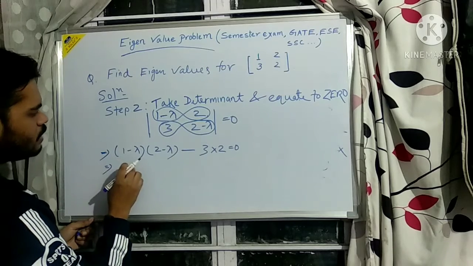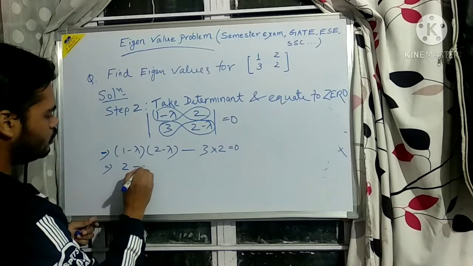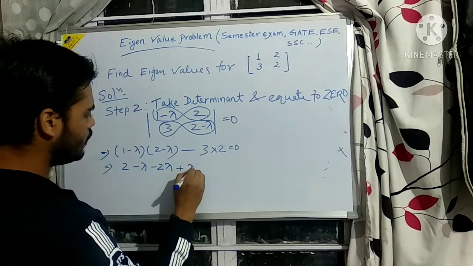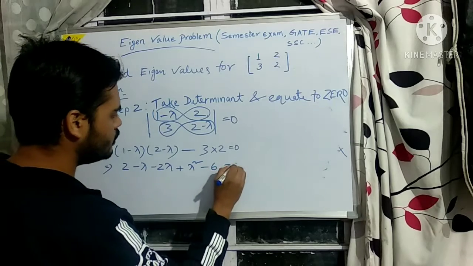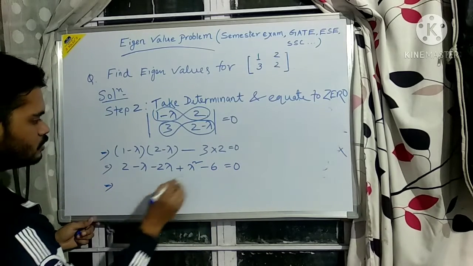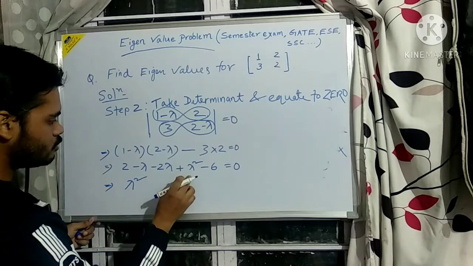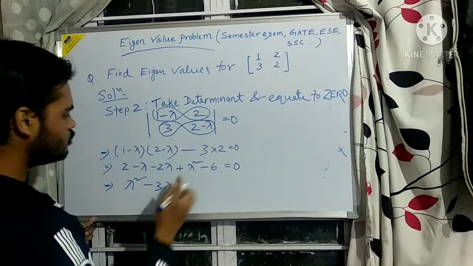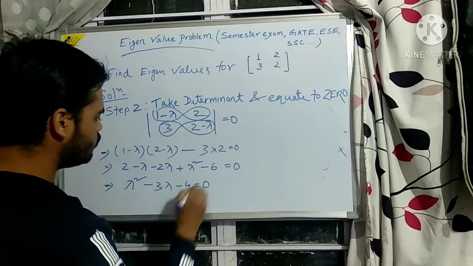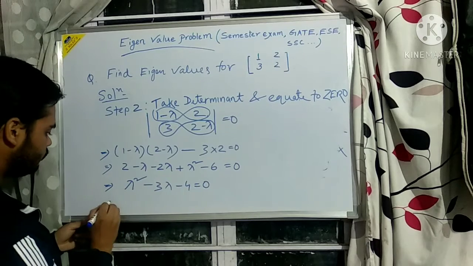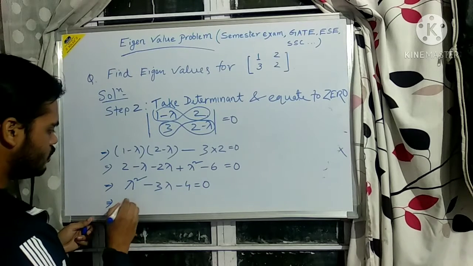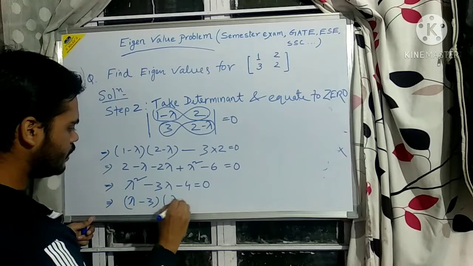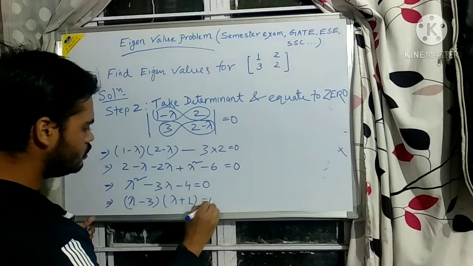So just multiply 1 into 2 minus lambda, minus 2 lambda plus lambda square, minus 6 is equal to 0, right? So I am arranging: lambda square, minus 2 lambda minus lambda, this is minus 3 lambda, and plus 2 minus 6, this is simply minus 4, equal to 0, right? Now I can write this equation as lambda minus 4 and lambda plus 1 is equal to 0.